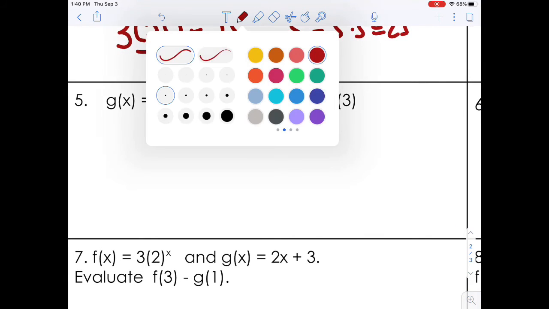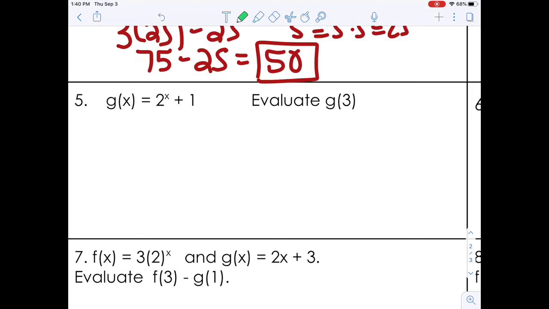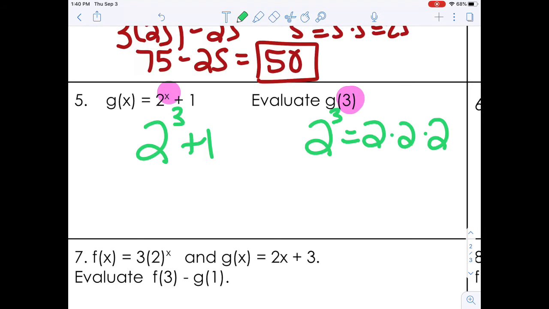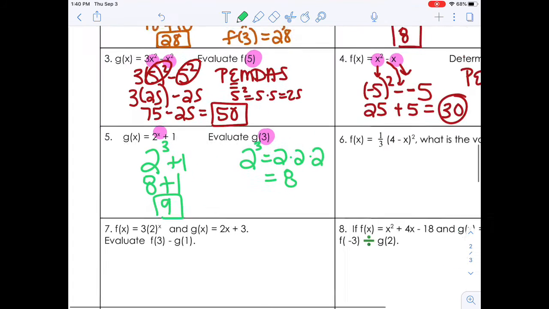Number 5. g of x equals 2 to the x plus 1. Evaluate g of 3. So wherever we see an x, we're going to plug in a 3 instead. Now this little x here is called an exponent. So this is 2 to the power of 3 plus 1. 2 to the power of 3, or 2 cubed, means 2 times itself 3 times. 2 times 2 times 2 is 8. So this is really 8 plus 1, which is 9, our answer.